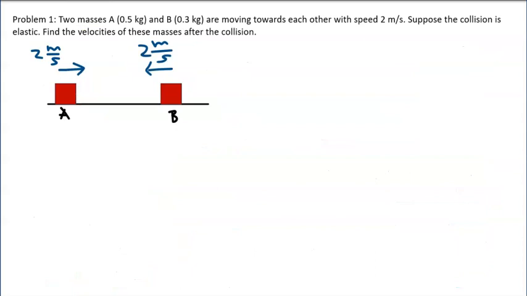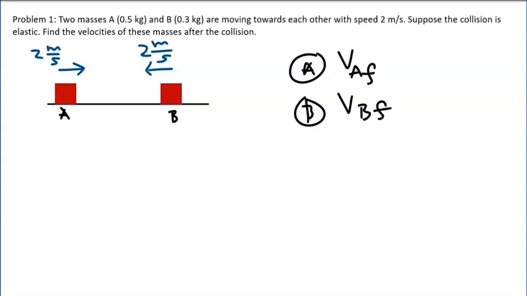Just to highlight the concepts we covered, let's look at problem 1. So you have a couple of masses, mass A and B. Mass A is 0.5 kilograms, mass B is 0.3 kilograms, and they are moving towards each other with a speed of 2 meters per second as shown in the diagram. Suppose the collision is elastic. Now find the velocities of these masses after the collision. So let's say after the collision, A moves with a velocity of vA final and B moves with a velocity of vB final. So that's what we want to determine.